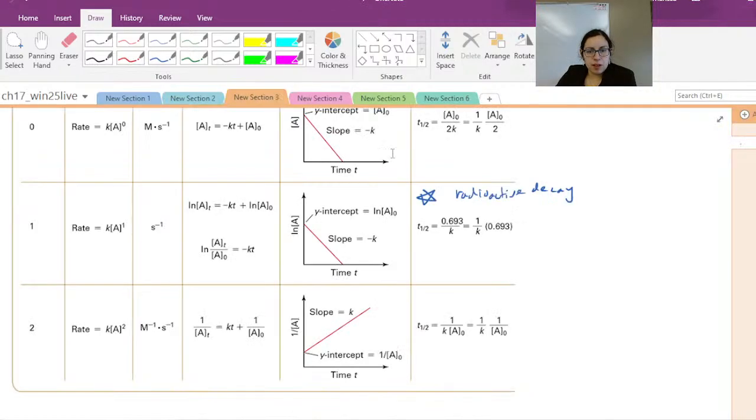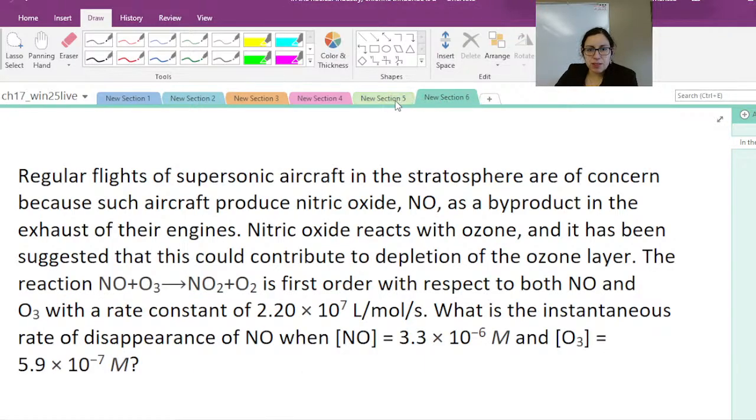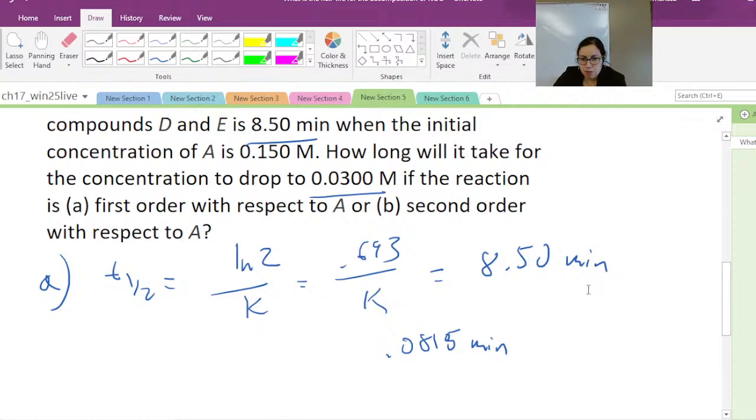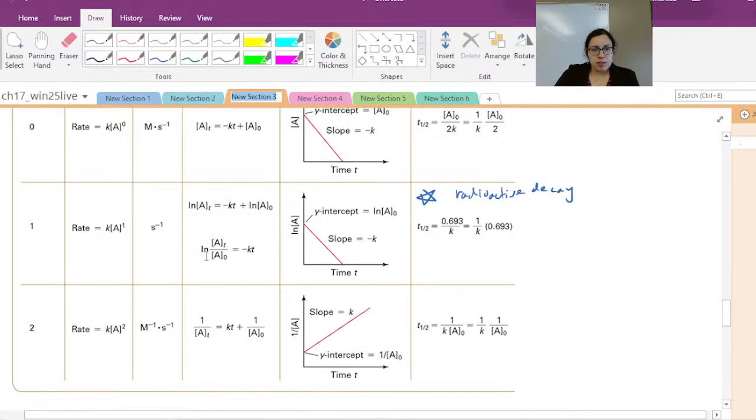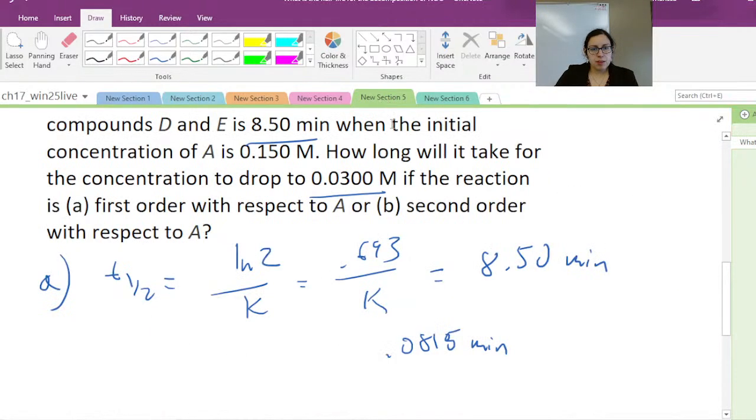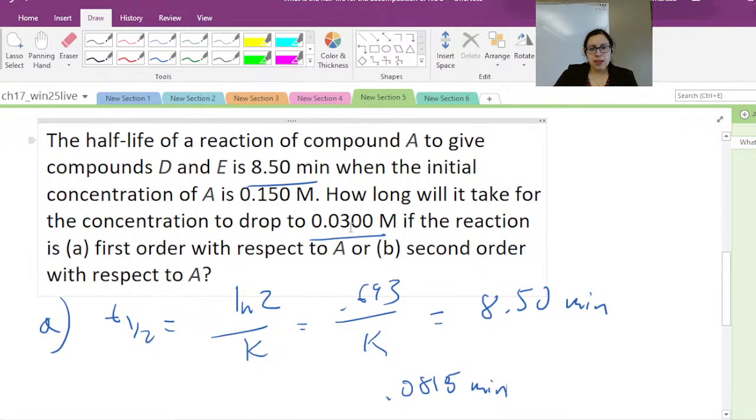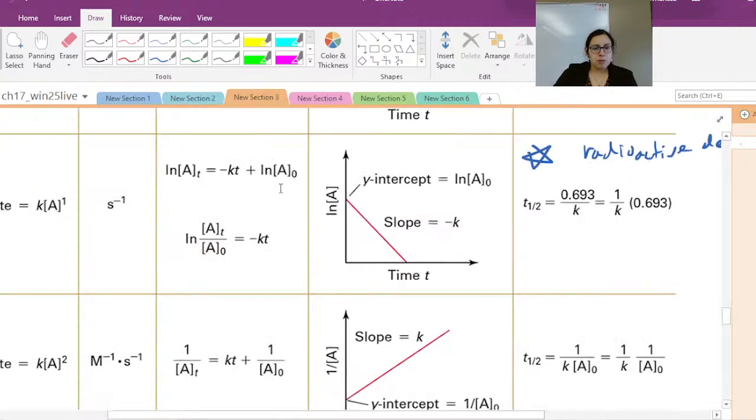Double check our k. So yes, per minute though, right? It says per second, but just pay attention to the units. Obviously these were given in minutes. And so now that we have this, we can plug it into this equation. It was asking us, how long will it take for the concentration to drop? That's a good indication that we want to figure out some initial concentration and then some other point.